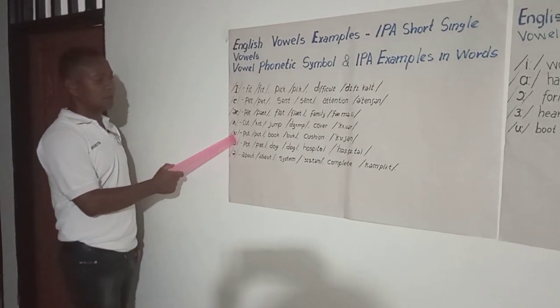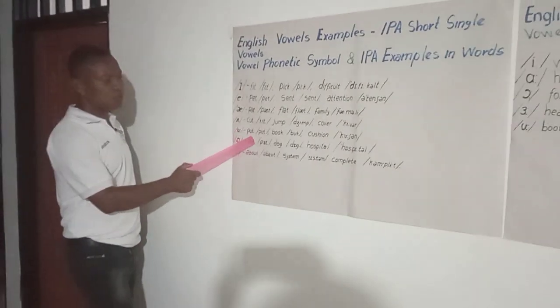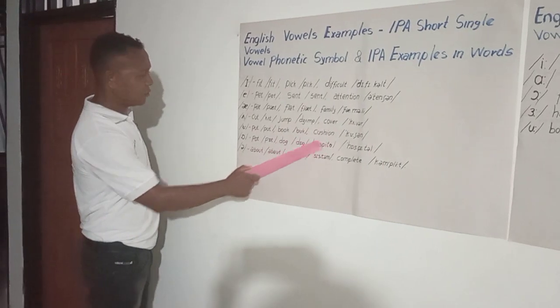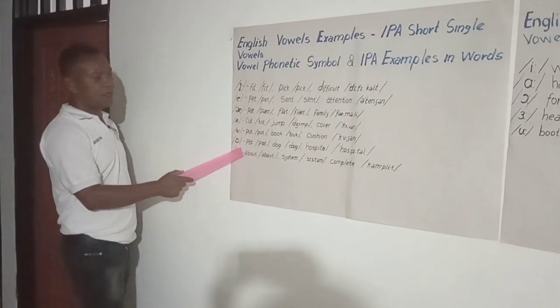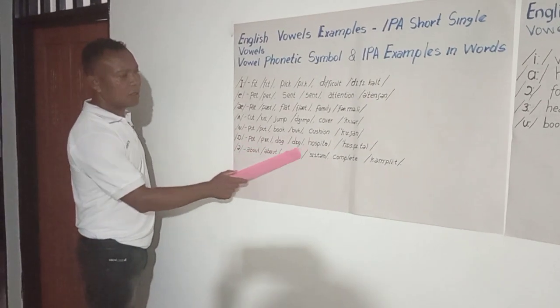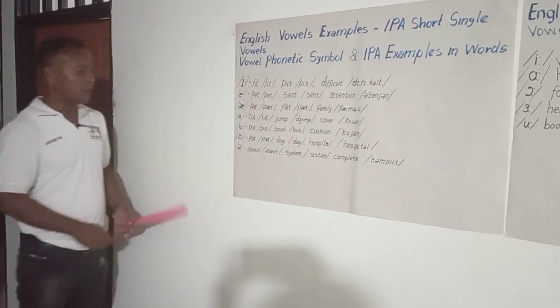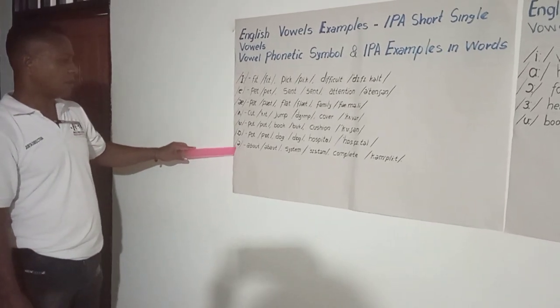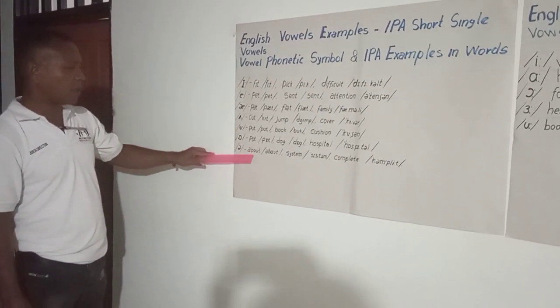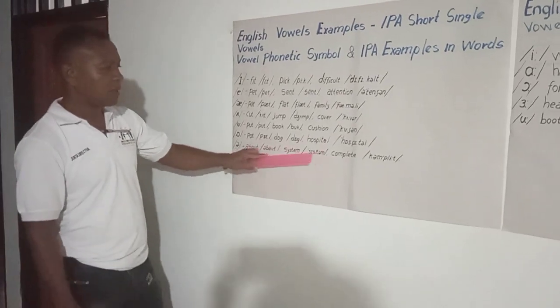This sound is like in put, boot, caution. This vowel sound is like in pot, dot, hospital. This vowel sound is like in about, system, complete.